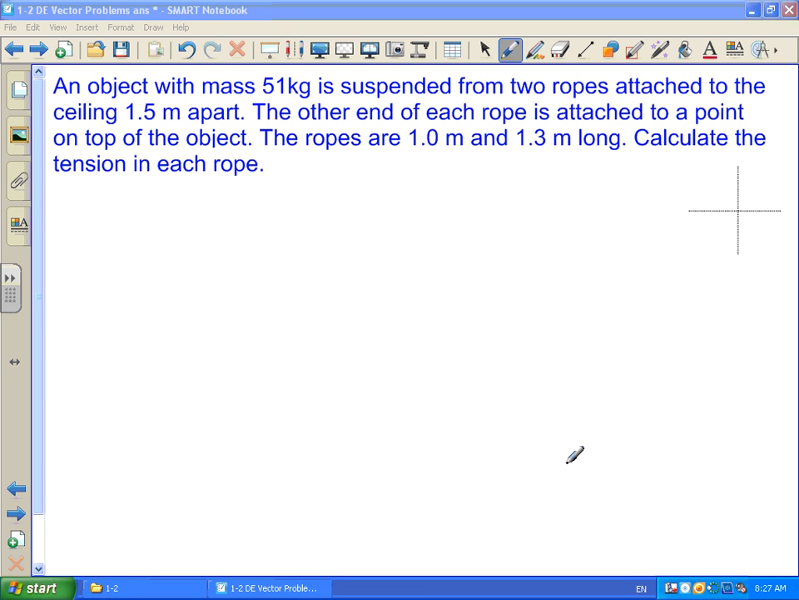So what we've got here is an object with a mass of 51 kilograms suspended from two ropes attached to a ceiling 1.5 meters apart. So that's where the attachment points of those two ropes are. And the other end of each rope is attached to a point on the top of the object. We're given the lengths of the ropes here. They're 1 meter and 1.3 meters long. And what we want to find, again, is the tension in each rope. When we're asked to calculate tension, usually all they want is the magnitude of the tension.